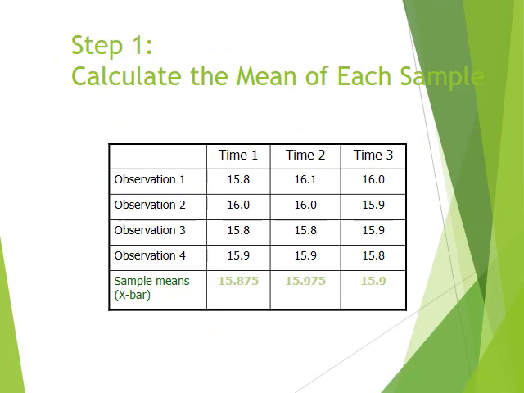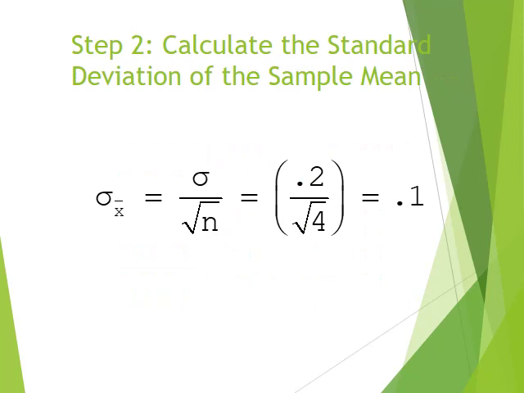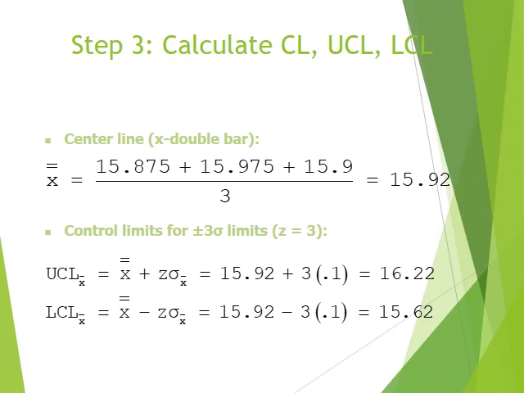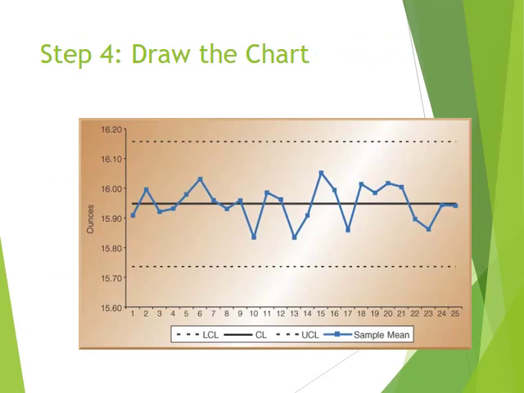They have a few steps. For step 1, we need to calculate the mean of each sample. To calculate each sample mean, we need to calculate observation 1 and time 1. Step 2, calculate the standard deviation of the sample mean by using this formula. Step 3, we need to calculate CL, UCL, and LCL. Step 4, we need to draw the chart based on the calculation.